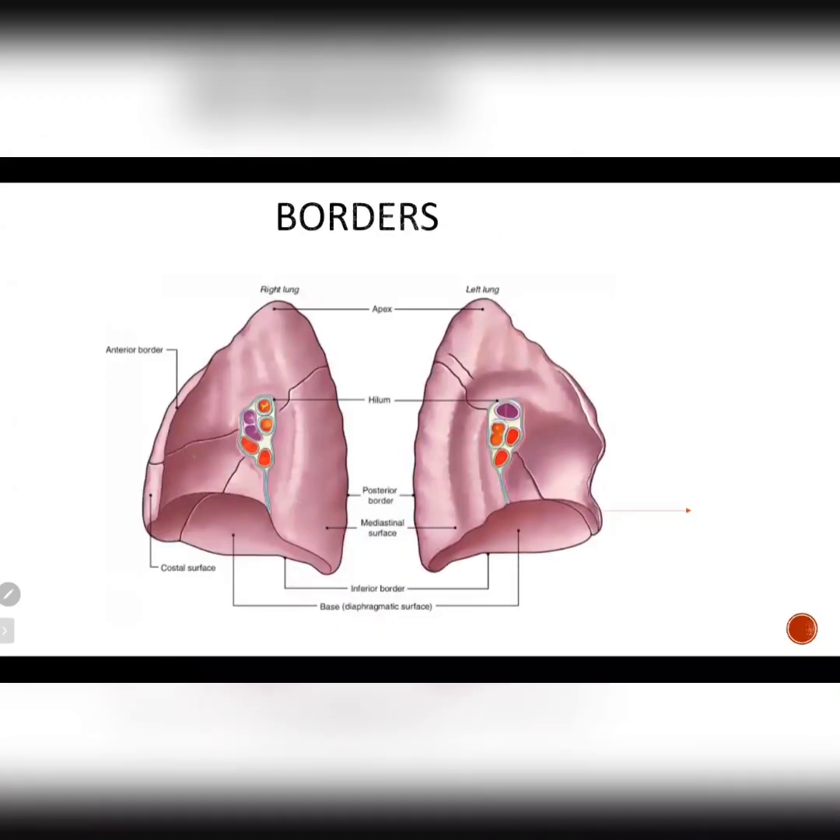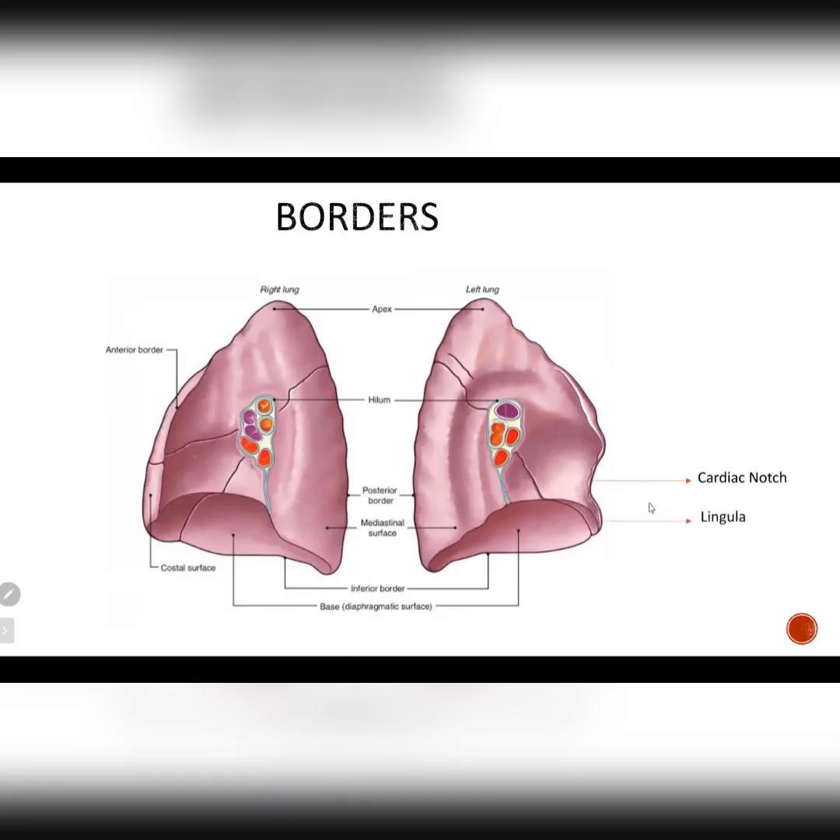Let's look at the borders of the lung. This sharp border is called the anterior border. This is the anterior border of the right lung, and this is the anterior border of the left lung. The anterior border of the left lung shows a notch, which is known as the cardiac notch. That is because of the presence of the heart chambers. The apex of the heart is directed towards the left side. So the left lung has the cardiac notch.